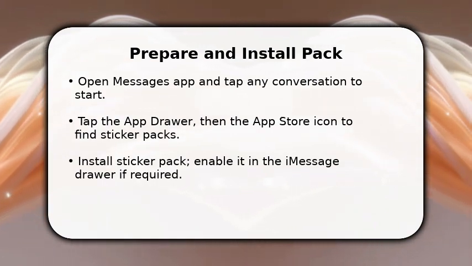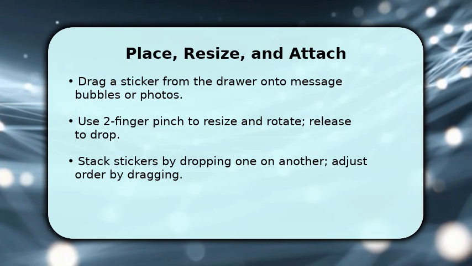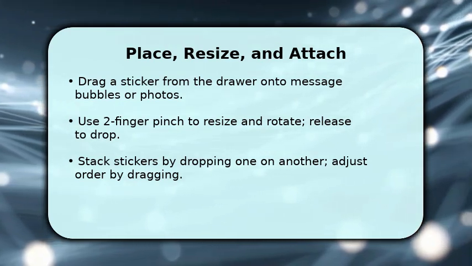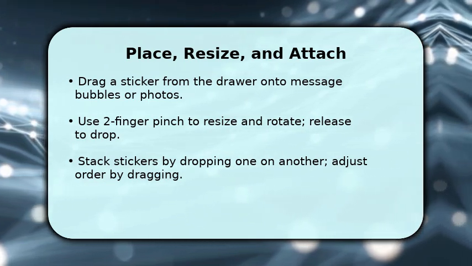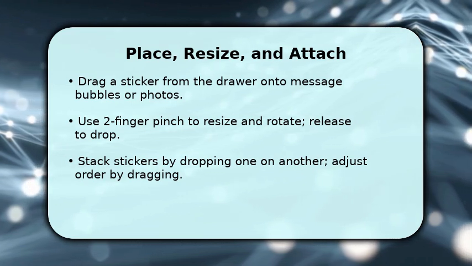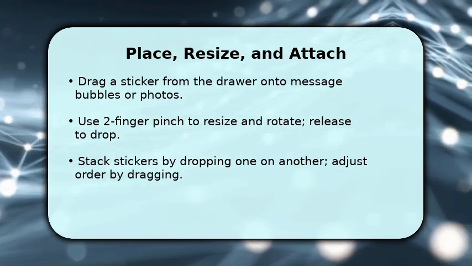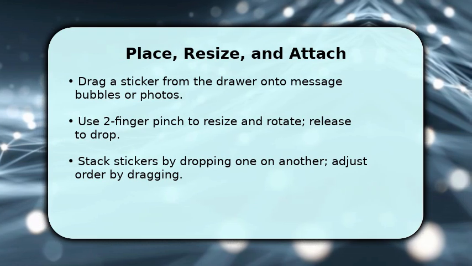You'll place stickers by dragging them from the drawer into the conversation. Tap and hold a sticker, then drag it onto a message bubble, photo, or empty area. Release to stick it. To resize or rotate, use 2 fingers. Pinch to scale, twist to rotate, then lift your fingers to commit.